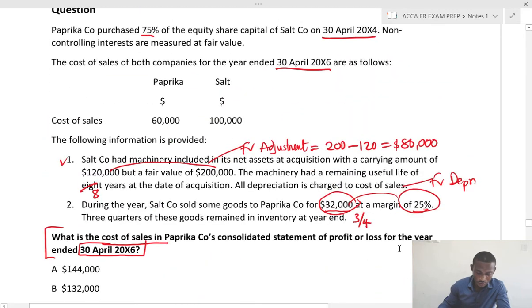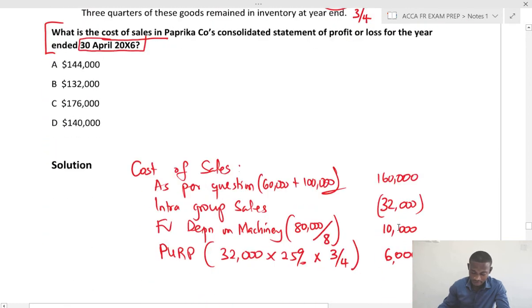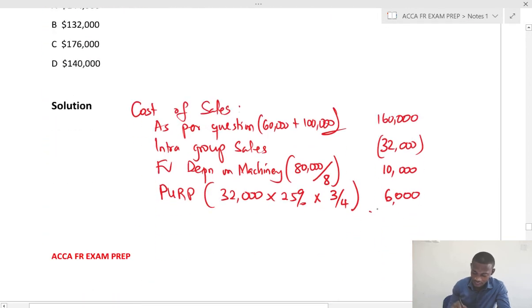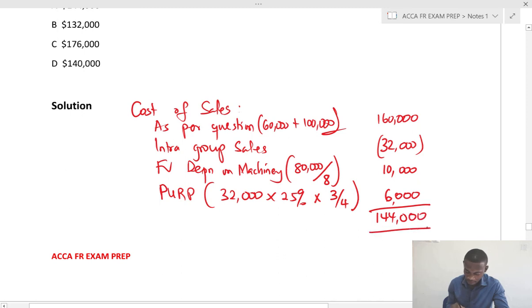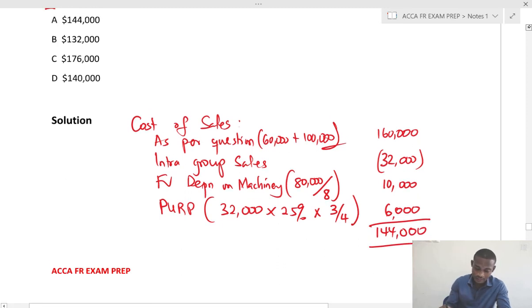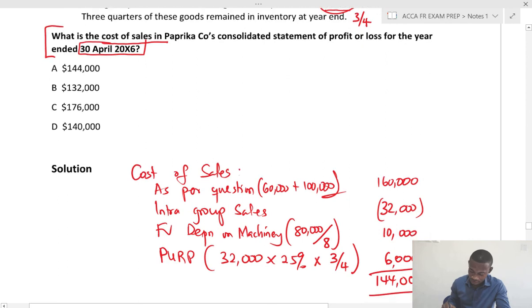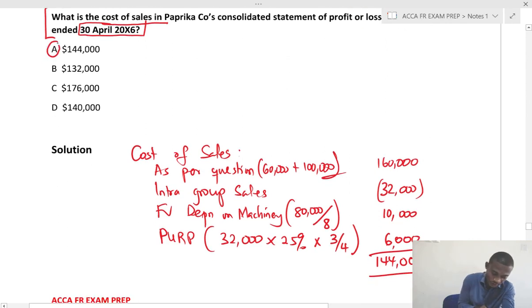So to be sure we have dealt with all the figures, just to have a second look at it. Yes. So we can add up. So let's add up to have our figure. So 160 minus 32 plus 10 plus 6. That should be 144,000. And that will be the consolidated cost of sales. And this is the option A, the first option.